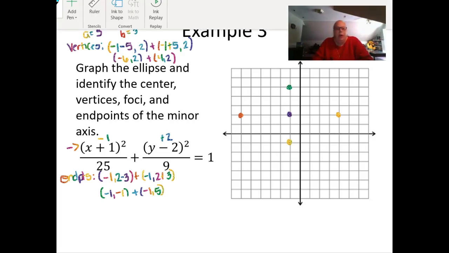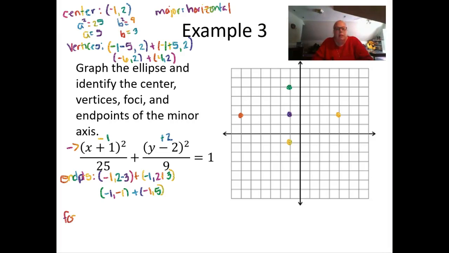All right, now for foci. If c squared is equal to a squared minus b squared, then our c squared is going to be equal to 25 minus 9. And that's going to give me 16. And so that means c is going to be equal to 4.